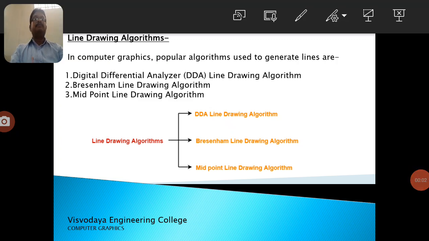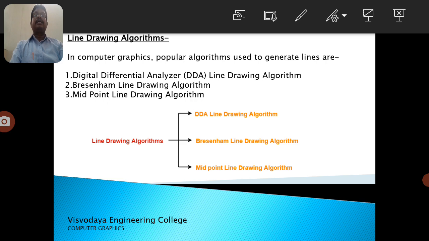Hi friends, today I am going to explain the second unit of computer graphics. In this unit, it will explain all the different types of algorithms like line drawing algorithms, circle drawing algorithms, ellipse algorithms and so on. The initial concepts explained are the line drawing algorithms.